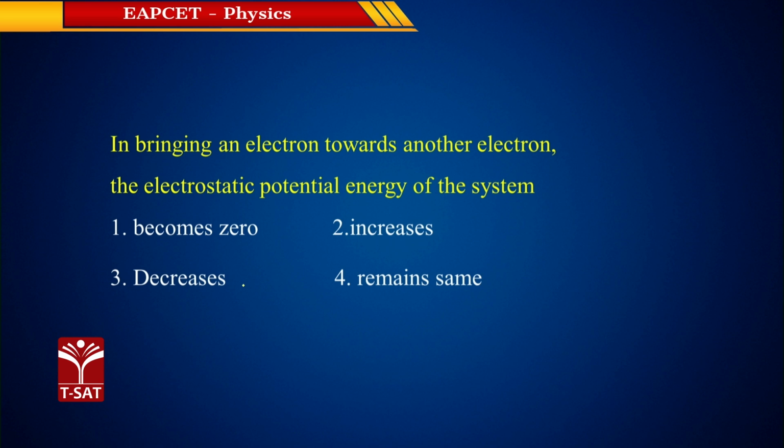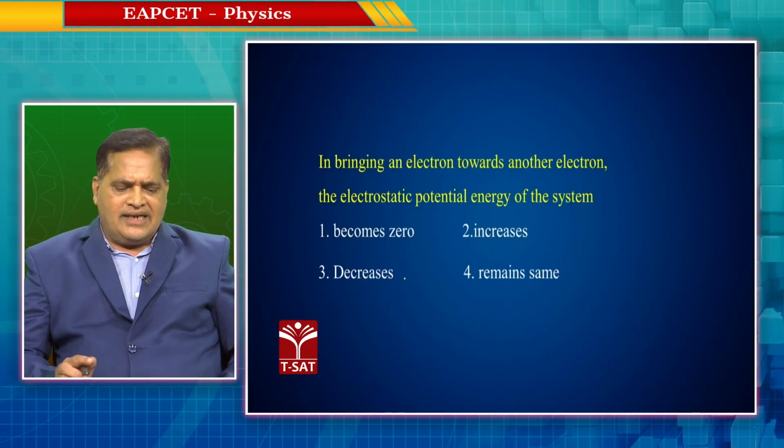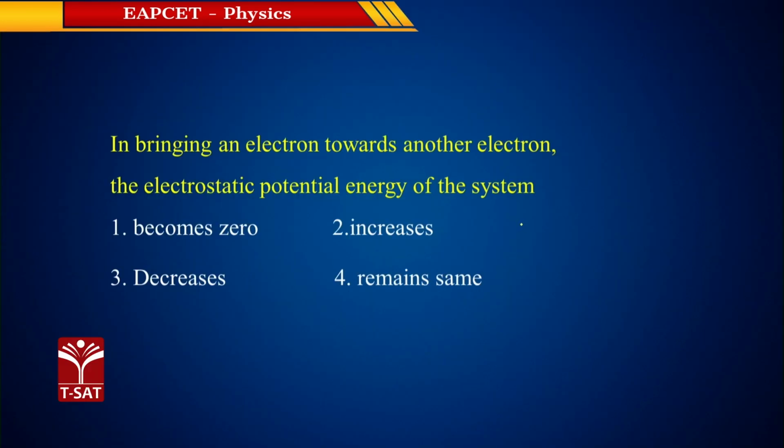Here, in bringing an electron towards another electron, consider the electrostatic potential energy of the system. See children, here the two electrons are there. Between the electron and electron, there is negative charge. Negative charge means repulsion. Due to repulsion, suppose one electron is taken towards the other, what happened here? The work done value increases. When the work done value increases, potential energy increases.